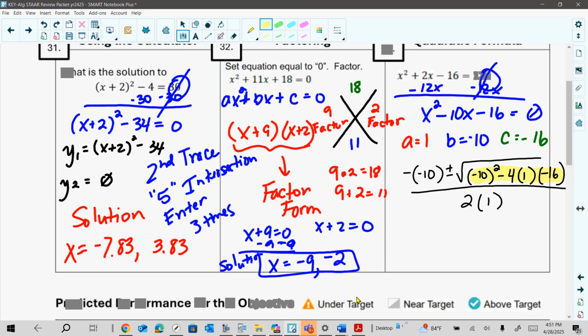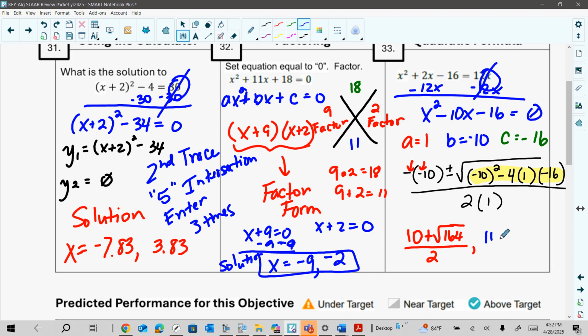Okay, so when I write it out, I look first left to right. The first thing I see right here, negative and negative. So this turns into a positive 10. We have a plus or minus, so I'm going to do 1 with plus. Square root of 164 all over 2. And then I'm going to do another one with minus. And minus the square root of 164 all over 2. And this will give us our decimal answers here.